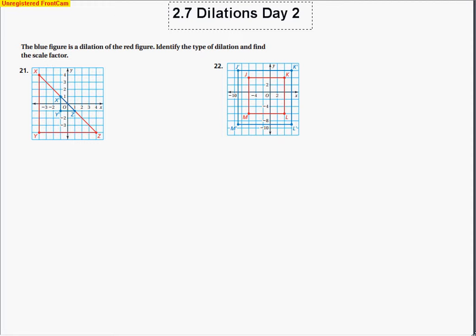The lesson for Chapter 2, Section 7, Dilations, day number 2. So let's take a look at our first type of problem that we're going to see. It says that the blue figure is a dilation of the red. So blue is a dilation of the red.